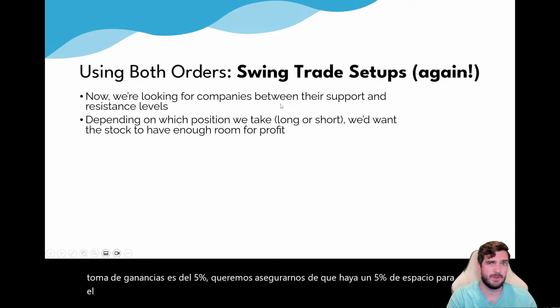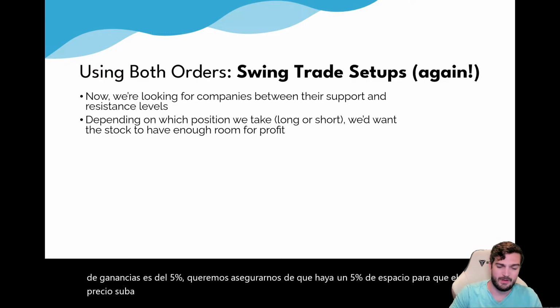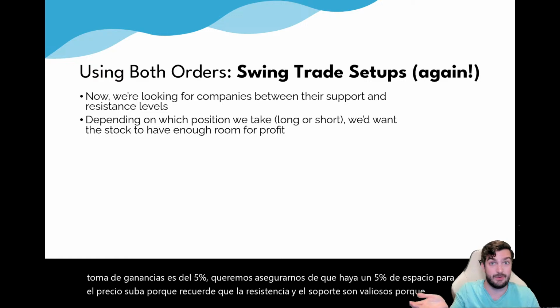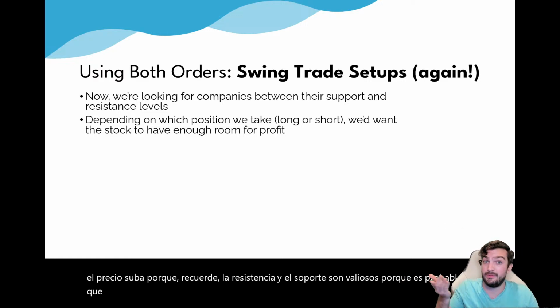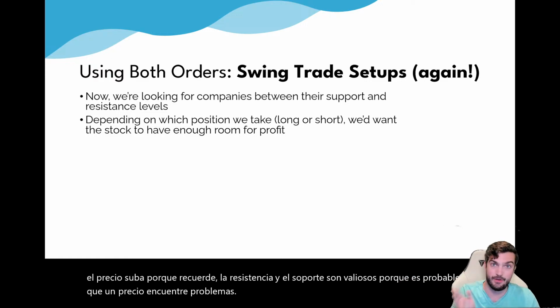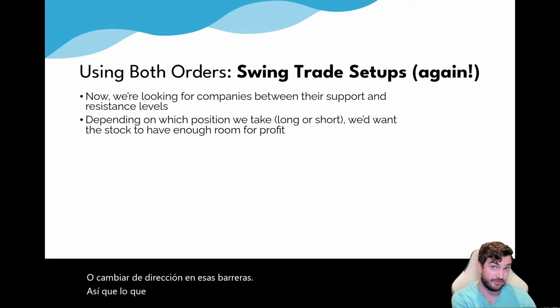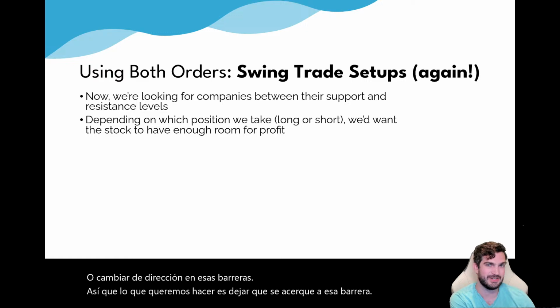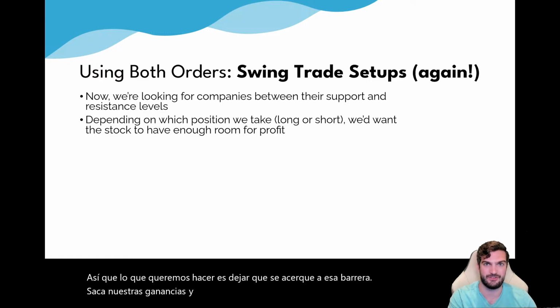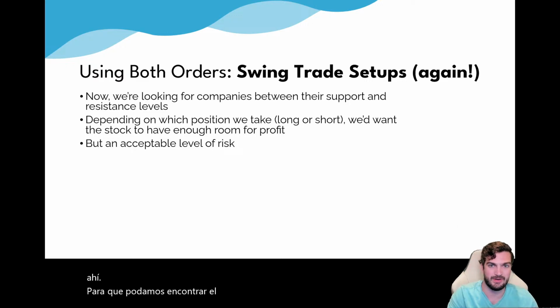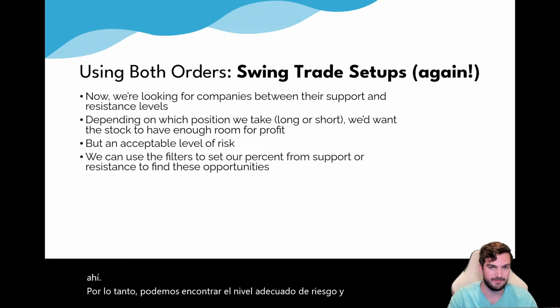Because remember, resistance and support are valuable because a price is likely to encounter trouble or change directions at those barriers. So what we want to do is let it get close to that barrier, take our profit out, and let the price do whatever it's going to do from there. So we can find the right level of risk and reward using the swing trade setups.